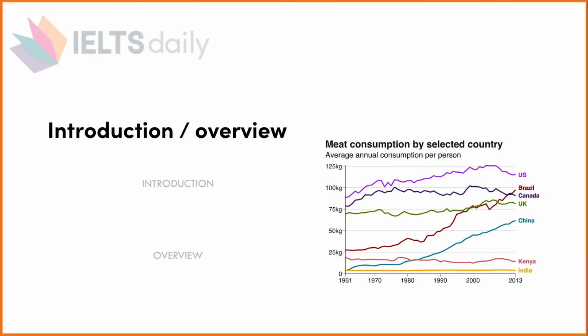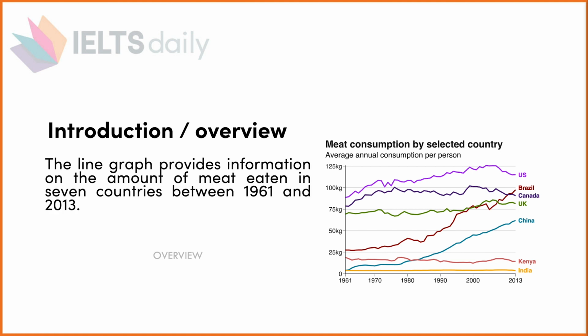As I said, we need to have an introduction and an overview. An overview is a summary of the main trends in graphs, the main differences in maps and floor plans, and the main stages in processes. Here's my example. The line graph provides information on the amount of meat eaten in 7 countries between 1961 and 2013. So this is basically a paraphrasing of the title.